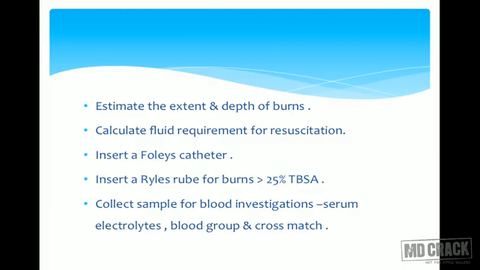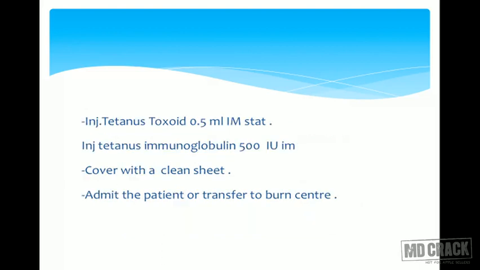You have to estimate the extent and depth of burn, and calculate fluid requirement. You have to insert Foley's. You can insert Ryle's tube if total percentage area of burn is more than 25%. So you should note that. You have to collect sample for investigations like serum electrolytes, blood group and cross matching. Tetanus toxoid along with tetanus immunoglobulin can be given.